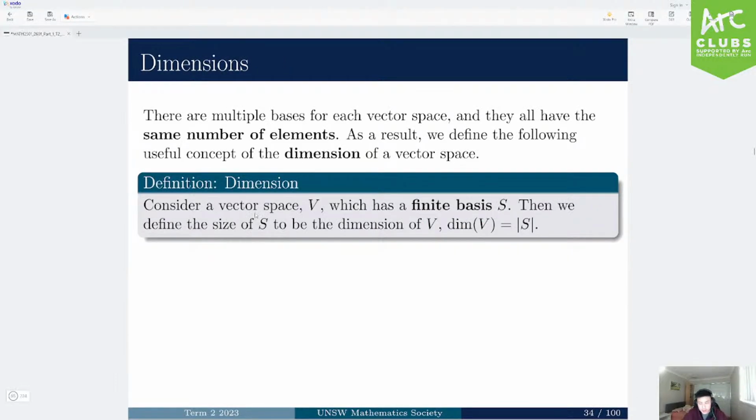A new concept that results from the basis is the dimension. Consider a vector space V which has a finite basis S. Then we define the size of S to be the dimension of V. So we say the dimension of V is the size of any basis of that vector space V.